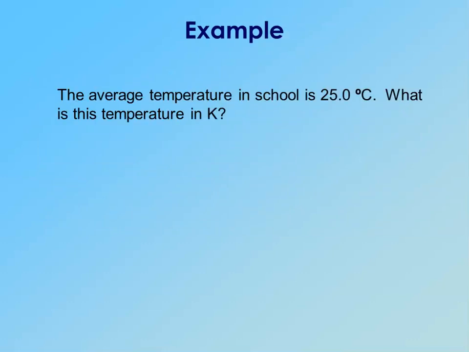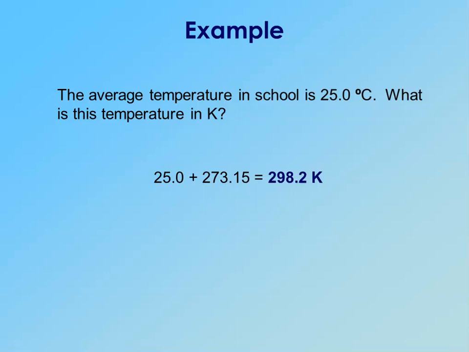So quick and simple. If the average temperature in school is 25 degrees Celsius, what would this temperature be in Kelvin? We would add 273 to go from Celsius to Kelvin. 25.0 has 1 decimal place. You probably have seen this reported as 273 before. You keep the number of decimal places that are present in your temperature. So 25.0 would have 1 decimal place.